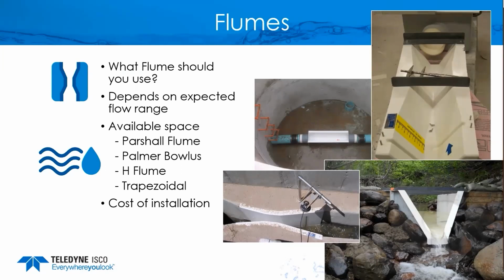Now, a Bernoullis flume, shown here on the upper left, has some advantages. It's able to read low flows. You can adapt it to an existing pipe. You just cut the pipe, add some couplers on there, and install it, so it makes the installation a little bit easier. And they can handle some of the lower flows.